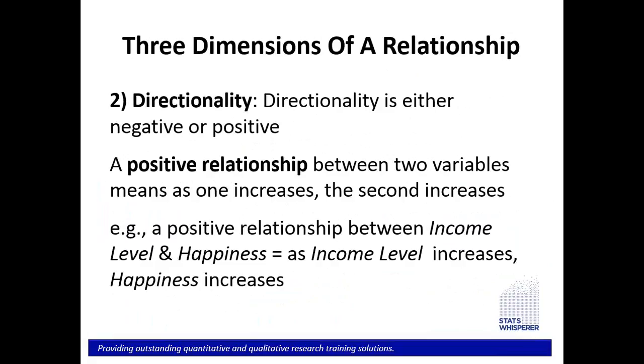Number 2, directionality. The relationship between two variables is either negative or positive. What does that mean? A positive relationship between two variables means as one increases, the second increases. They go along together, right? For example, if we're looking at income level and happiness, and there's a positive relationship, that means as income increases, 100,000, 200,000, 300,000, happiness scores increase, 1 to 2 to 3 to 4 to 5, the highest level of happiness. That's a positive relationship.